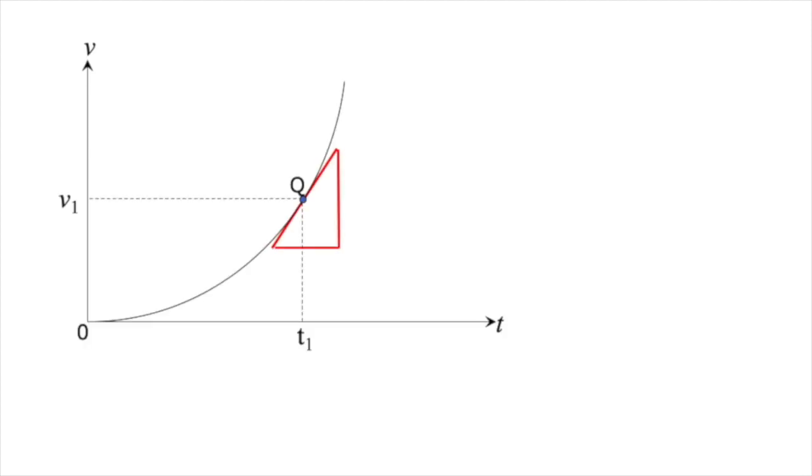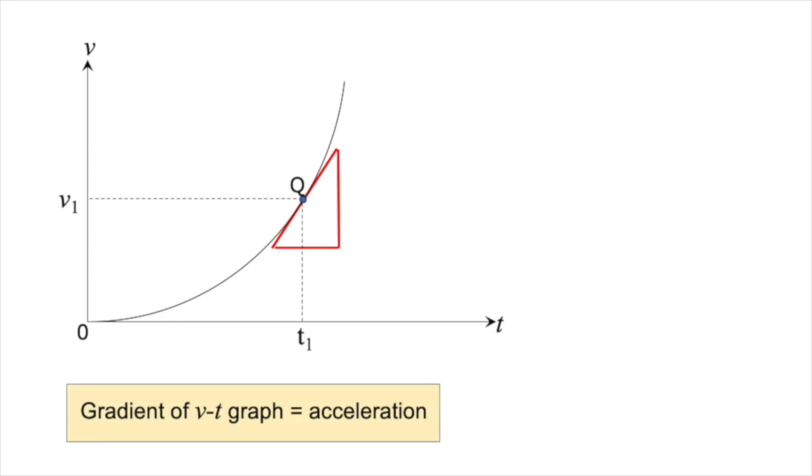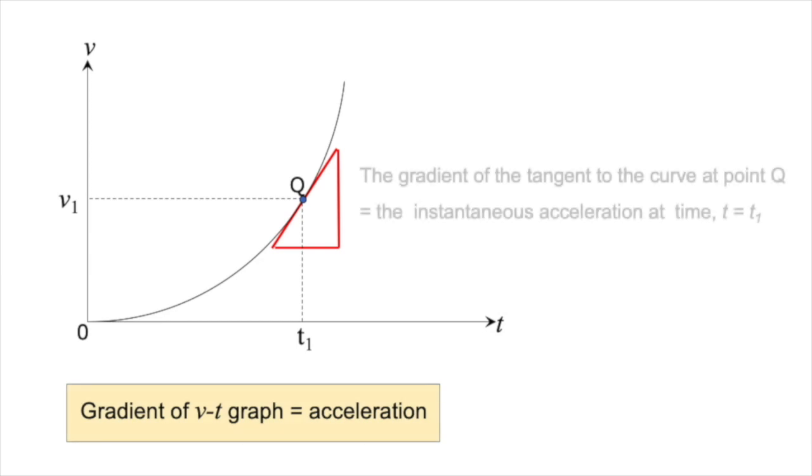For a velocity against time graph, the instantaneous acceleration is the gradient of the graph at a particular time. For example, the gradient of the tangent to the curve at point Q is equal to the instantaneous acceleration at time equal to t1.